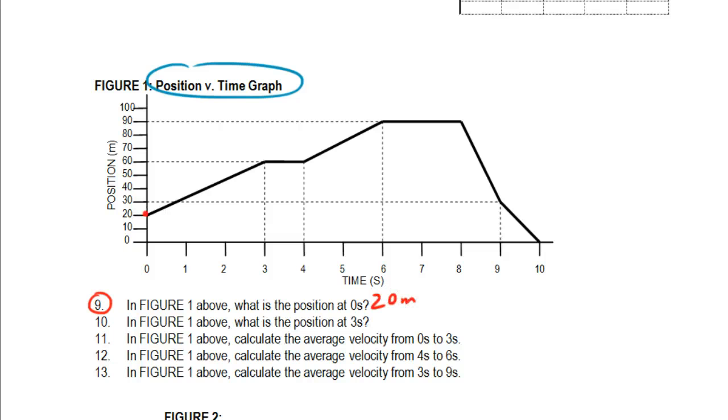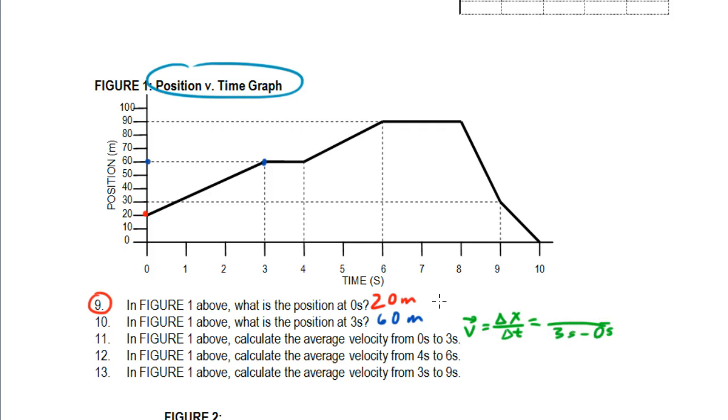What is my position at 3 seconds? Well, my position at 3 seconds, 2, 3, I'm right here, it is 60 meters. We'll calculate the average velocity from 0 to 3 seconds. Well, we know average velocity, v, will equal delta x all over delta t. Our delta t is already given to us. It's 3 seconds minus 0 seconds.